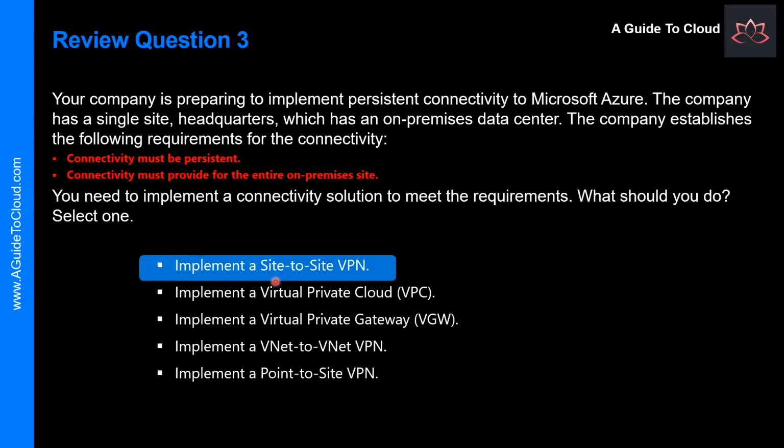In this scenario, only one of the answers provide the persistent connectivity to Azure, which is site-to-site VPN. A VNet to VNet connects two Azure virtual networks together. A point-to-site VPN is used for individual connection. A VPC and VGW are relevant for Amazon AWS.